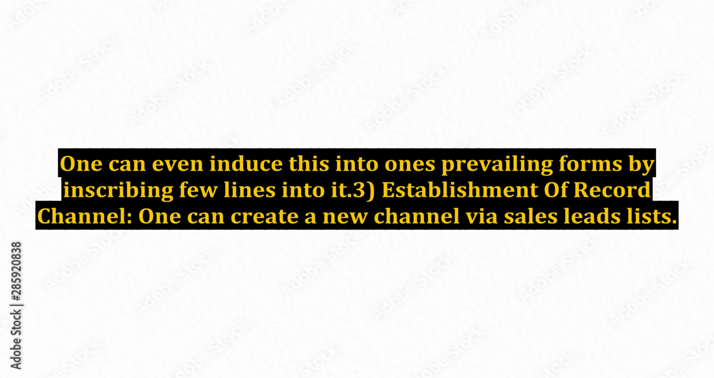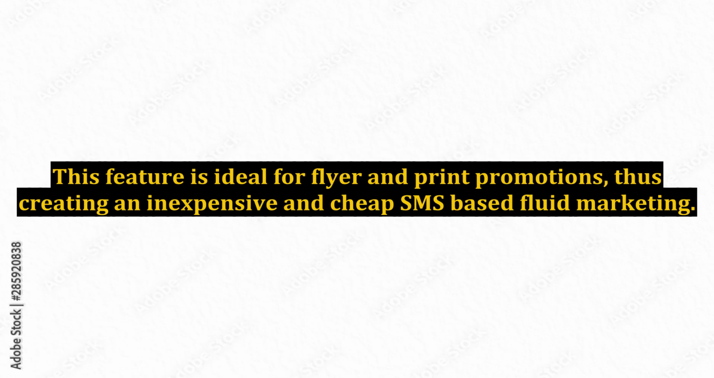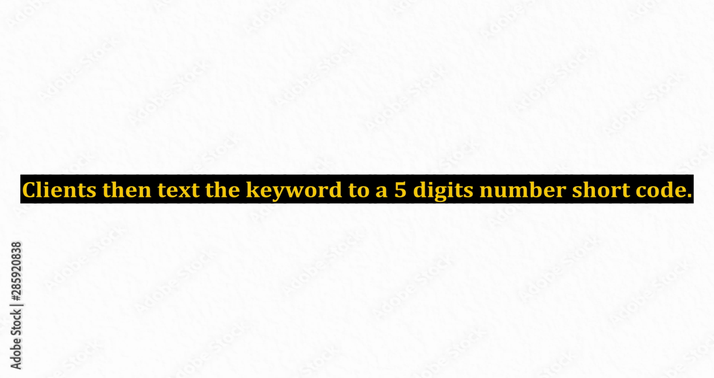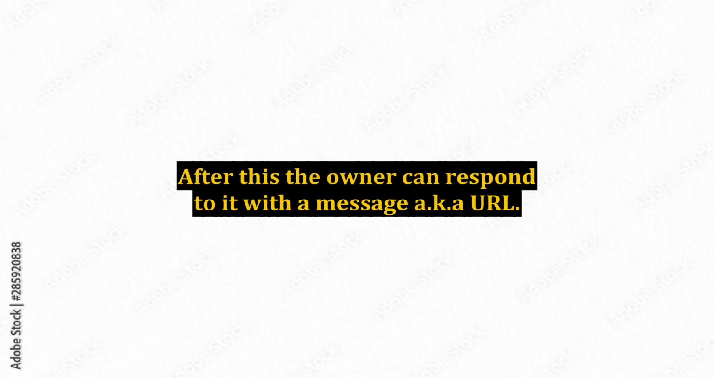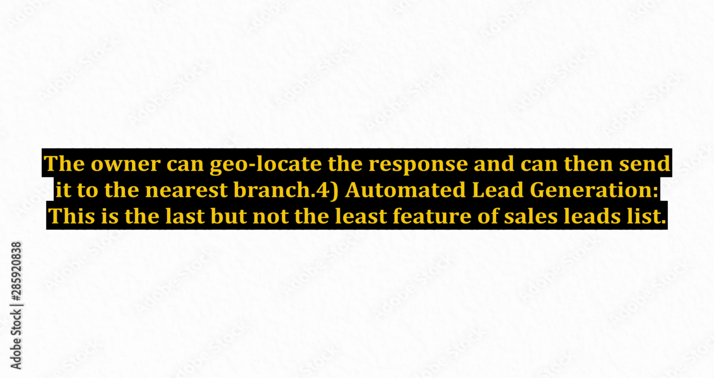Point 3, establishment of record channel. One can create a new channel via sales leads lists. This feature is ideal for flyer and print promotions, thus creating an inexpensive and cheap SMS-based fluid marketing. Clients then text the keyword to a 5-digit number short code. After this, the owner can respond to it with a message, aka URL. The owner can geolocate the response and can then send it to the nearest branch.